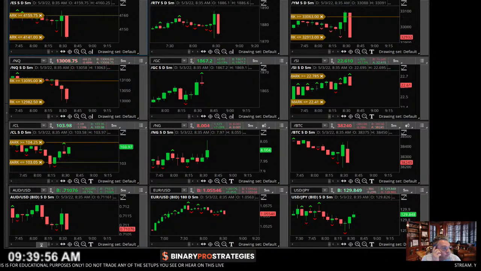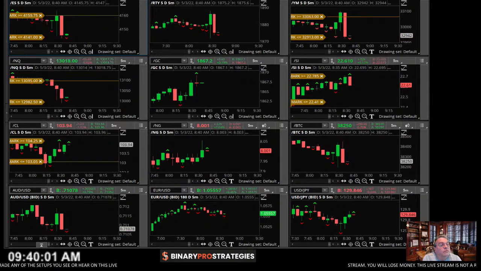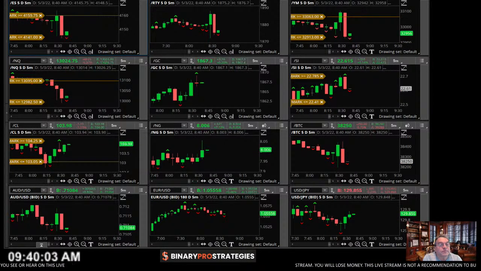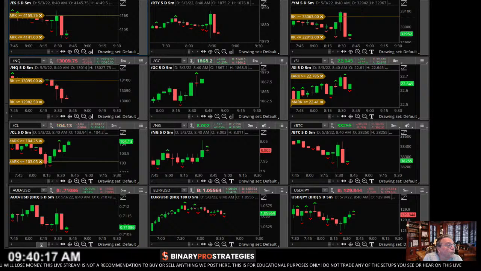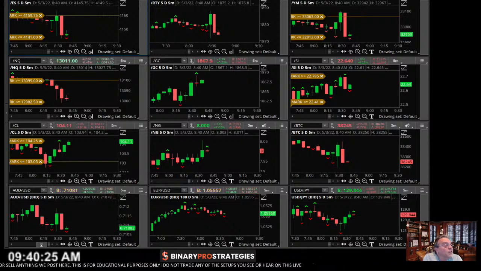RTY is now going short. ES is still short. YM short. Once again, when you're trading these, stick with one. Don't try to trade all of them. It's very difficult to keep up with all of them, particularly when they all hit at the same time. On the indices, I like RTY. I do a little bit of ES. Stay away from the YM and the NQ.